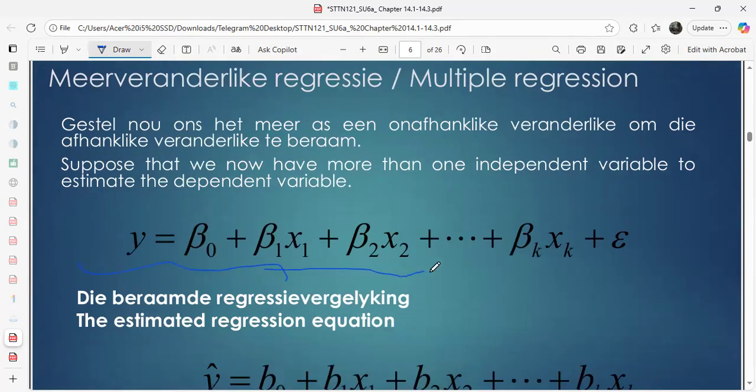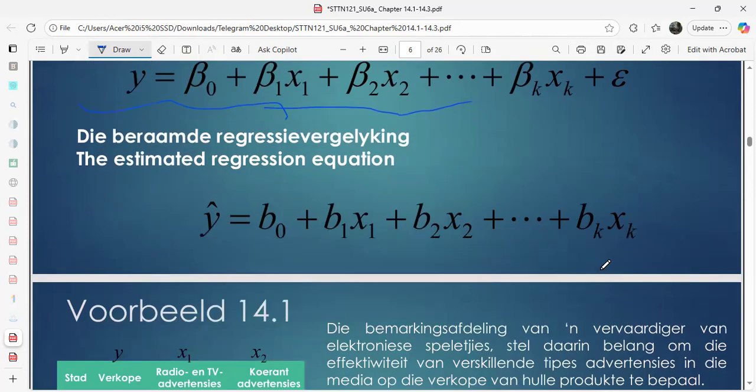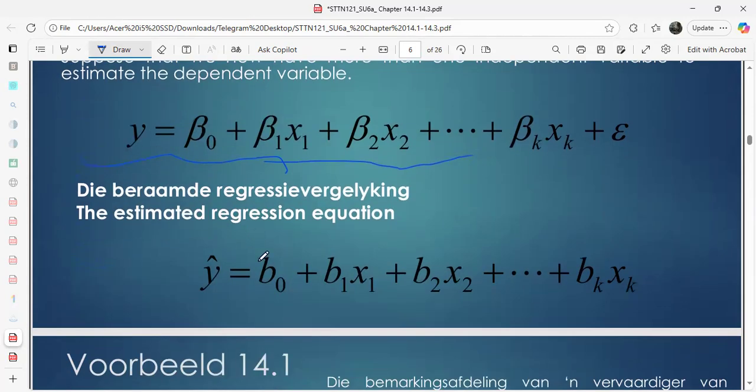Y is equal to B0 plus B1 X1 plus B2 X2 up to Bk Xk plus E. Interesting formula. Then the estimated regression equation, we can write it like this: small b0 plus small b1 X1 plus b2 X2. You can just write it like this.